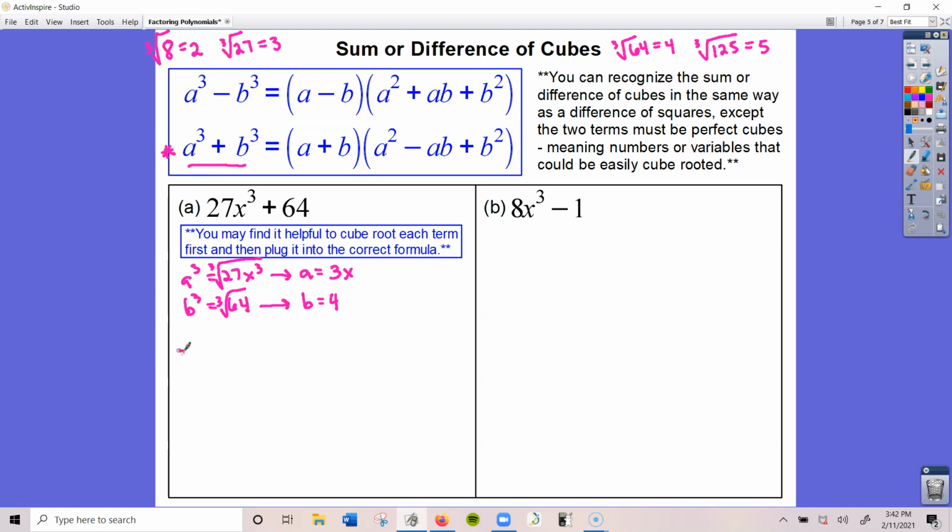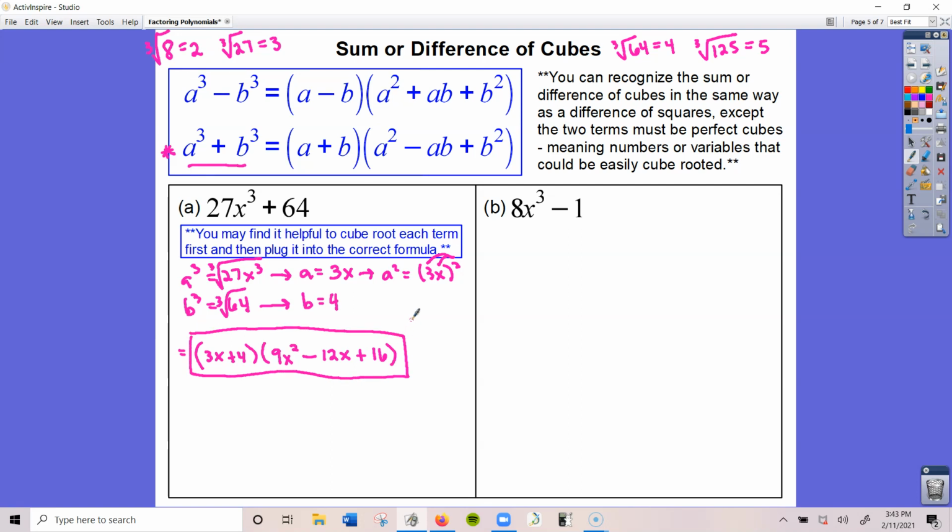So when we factor, we end up with 3x plus 4 times a squared. Now a squared is all of 3x squared. So you have to apply the exponent to both the 3 and the x, which would be 9x squared minus ab, so that's a times b, 3x times 4 is 12x, plus b squared, which is 16. After that, there's really nothing else you can do. So this would be in factored form.